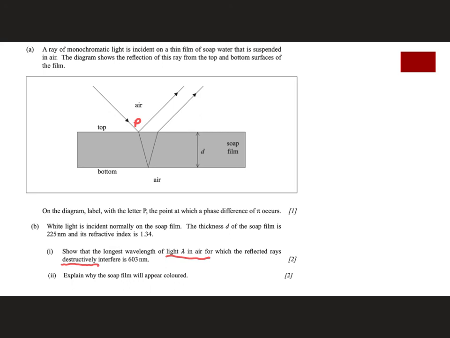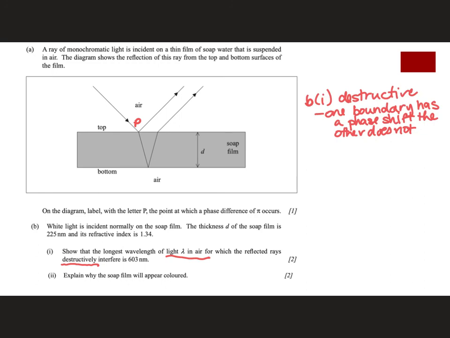Okay, so let's stop and think about what we've got here. We know that one boundary is going to have a phase shift and the other does not. And we are looking for destructive interference. So what do I need for path difference if I'm going to get destructive interference in this case? Stop and think. That's right, I want a path difference of lambda. And we want to have the longest wavelength, so I'm going to use lambda and not some multiple of lambda.